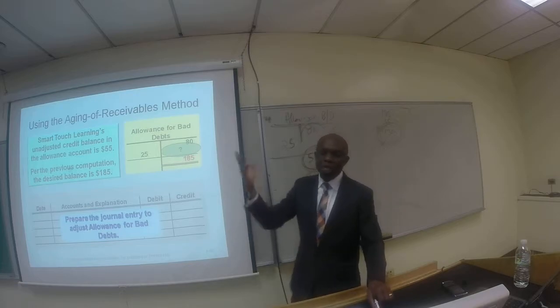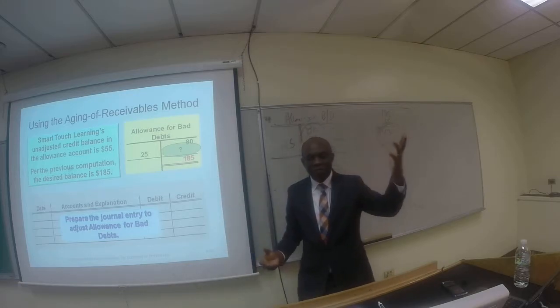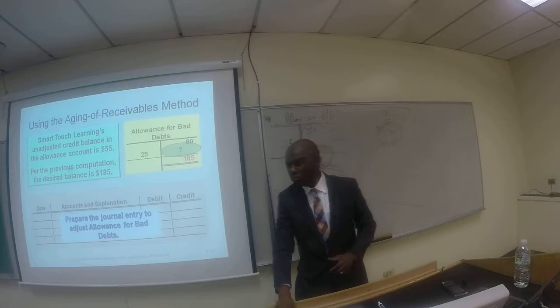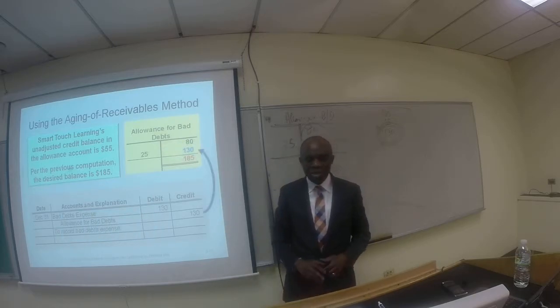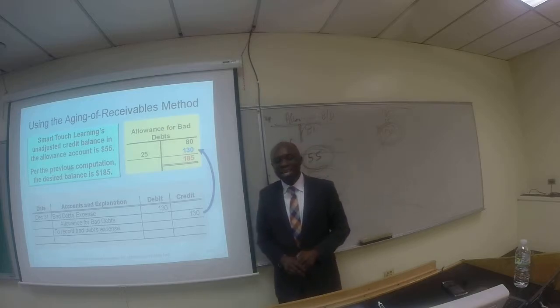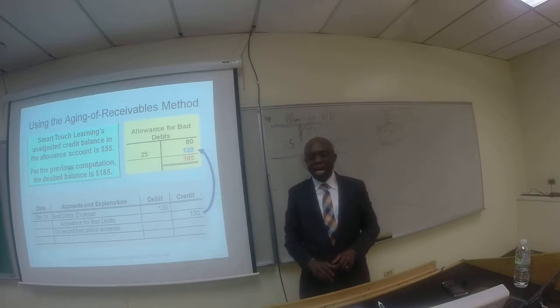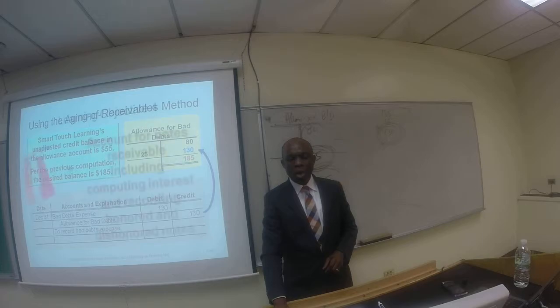In other words, we need 185, but we have 55. The difference of 130 is the desired balance. So we debit bad debt expense for 130, and we credit allowance for bad debt for 130.